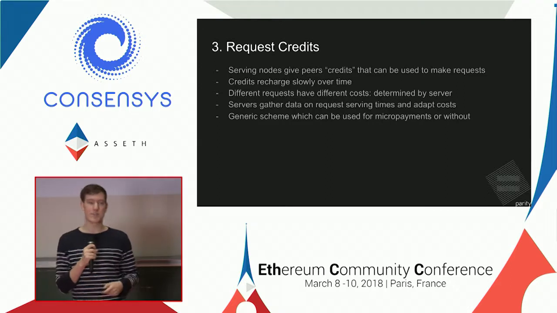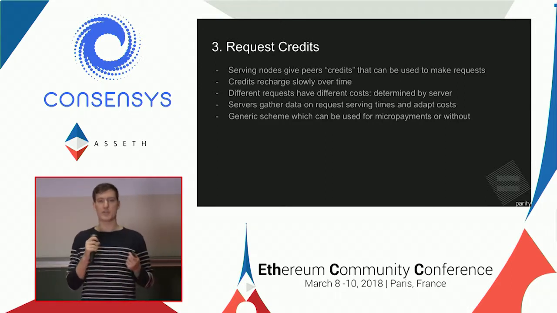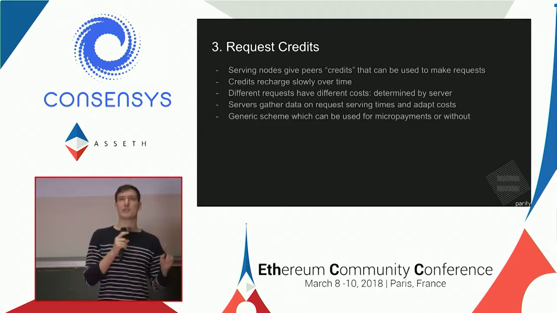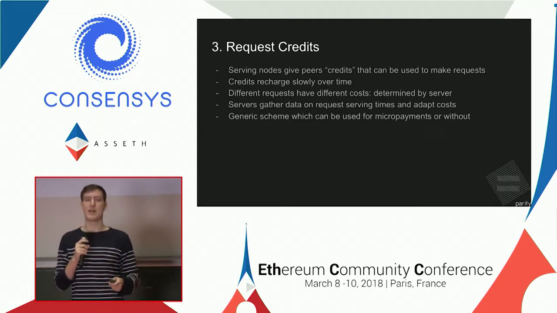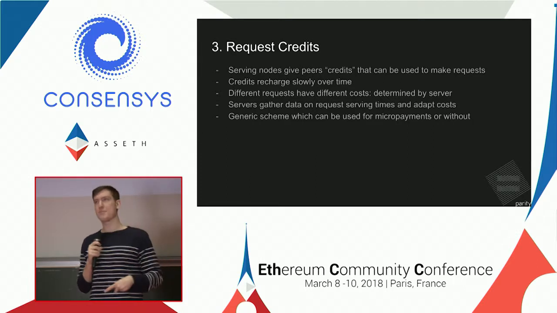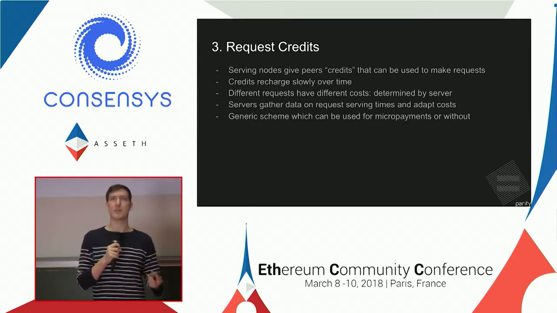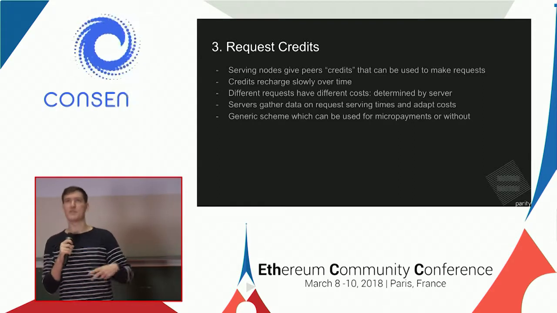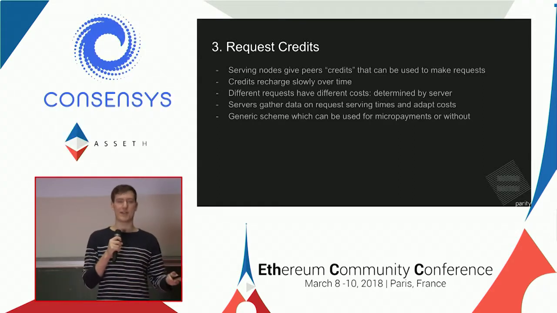And the last thing is we introduce a model of something called request credits. So these servers give the light client peers little credits that can be used to make requests. So credits might recharge slowly over time. This is how it works now. So every time you want to make a request for, say, a header or a piece of the state, you use a little bit of these credits.